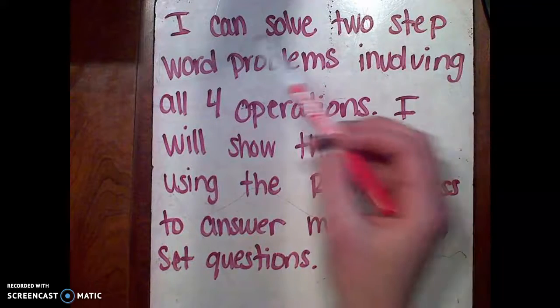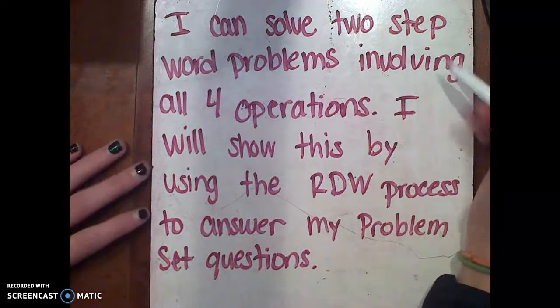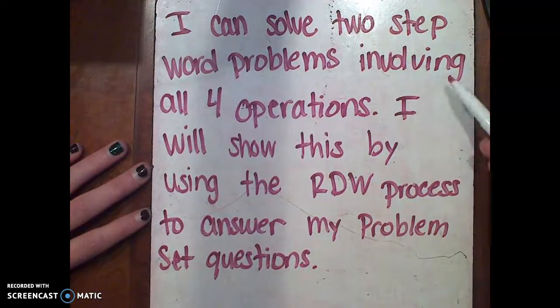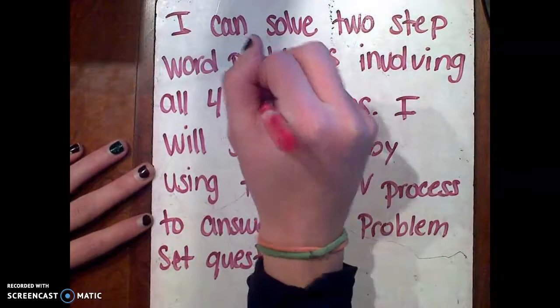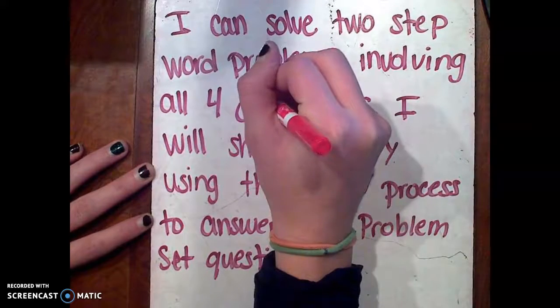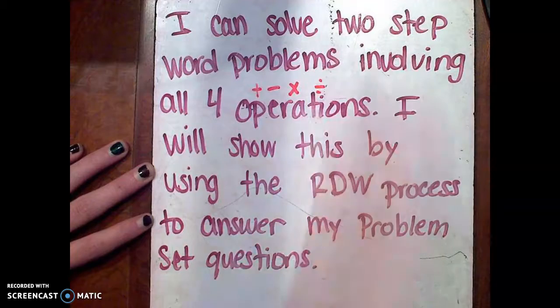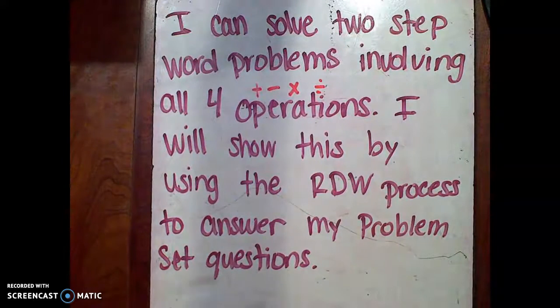I can solve two-step word problems involving, that's an O and an L, looks like another letter, involving all four operations. The operations we're talking about here are addition, subtraction, multiplication, and division. So you know your work today is going to include addition, subtraction, multiplication, and division.